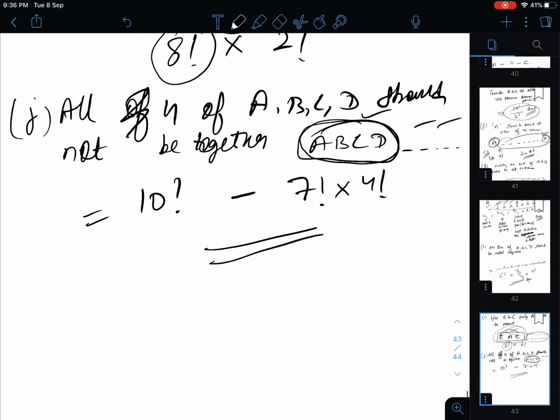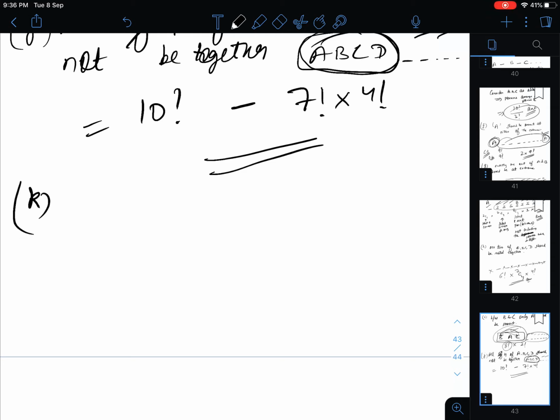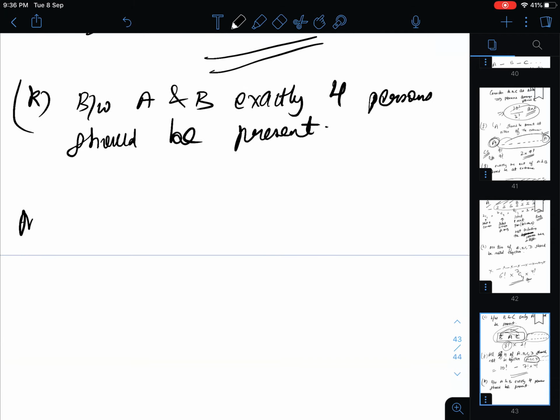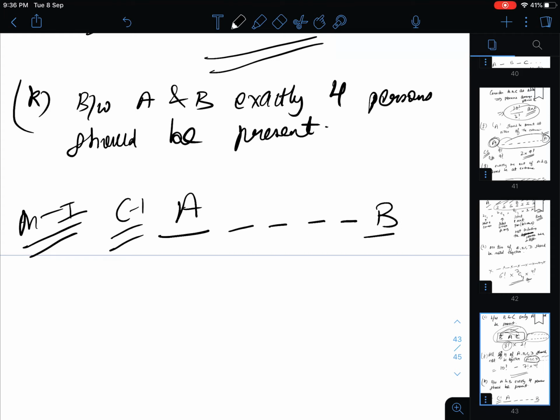Now, if I say between A and B exactly 4 persons should be present. Now think like this. Method 1 is brute force. Well, you have case 1. Suppose A is fixed at this place. You have 4 places here. Okay, and B is here, and remaining 4 people are here.